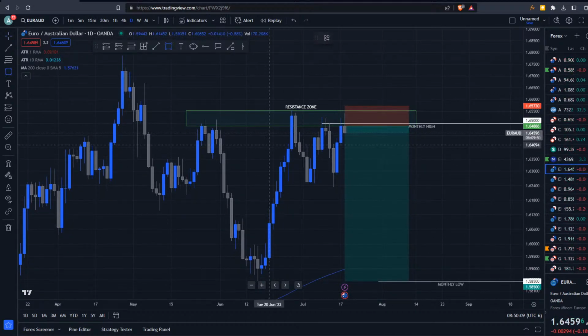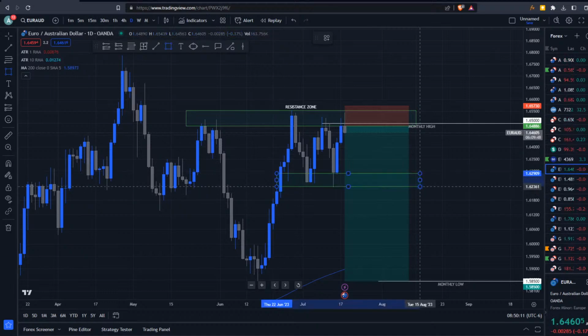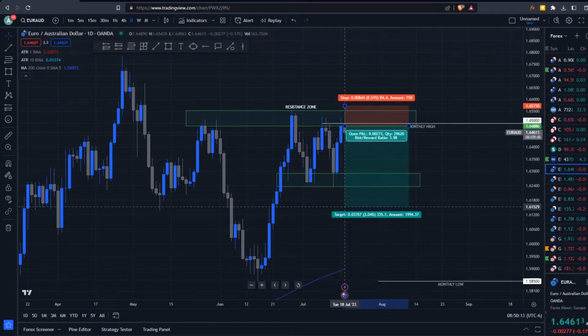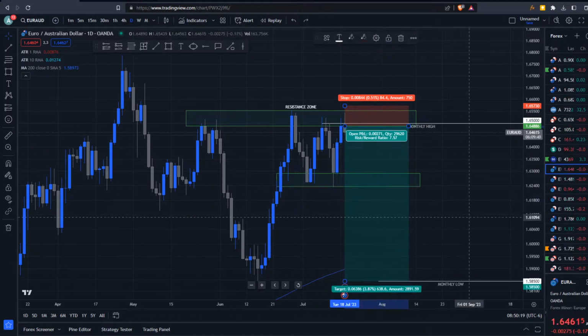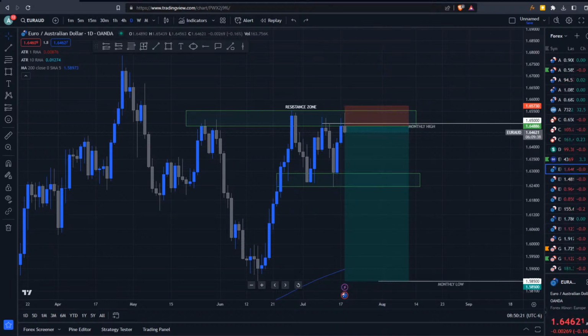You could even, if you wanted to, target one of these mini areas first. If you wanted to just take the trade now kind of thing and target this area, you could, or you could hold it for the full month. It's totally up to you. But I do think Euro Aussie is a good short now.